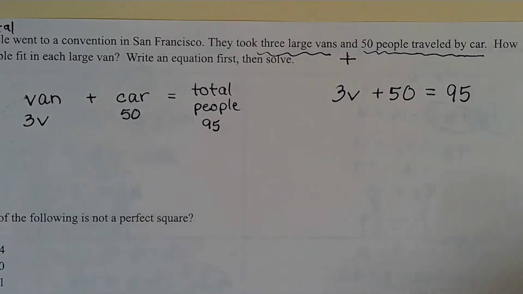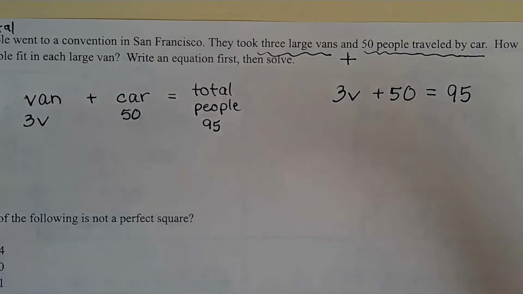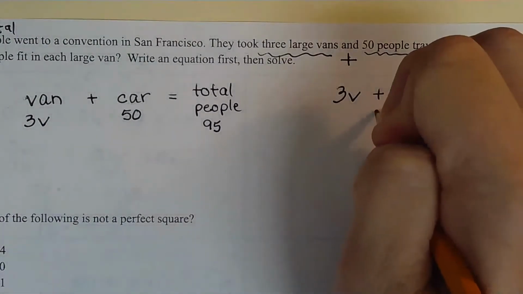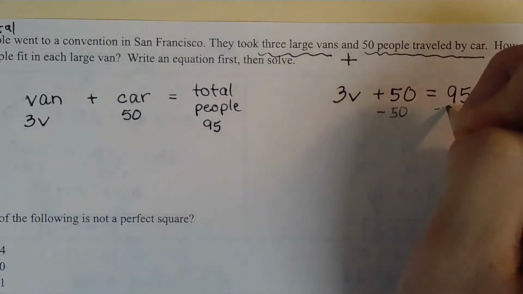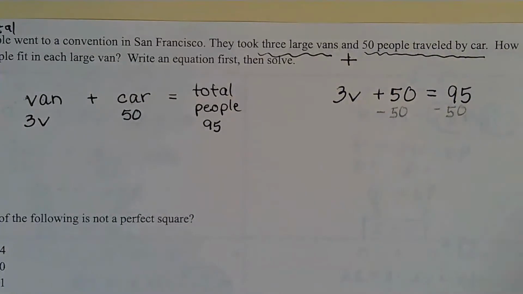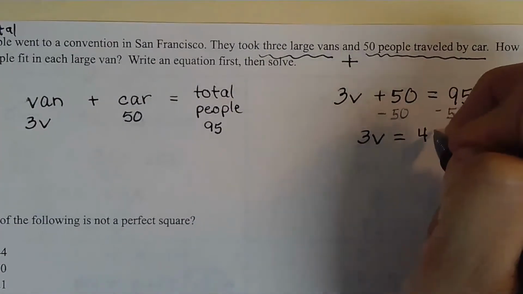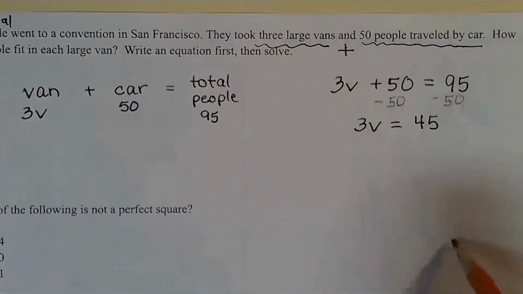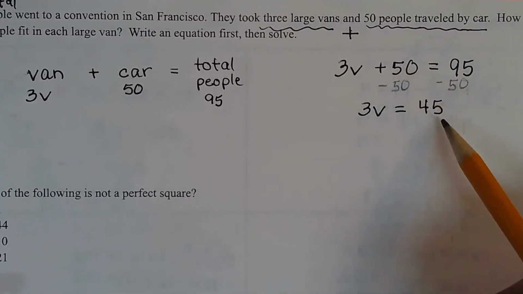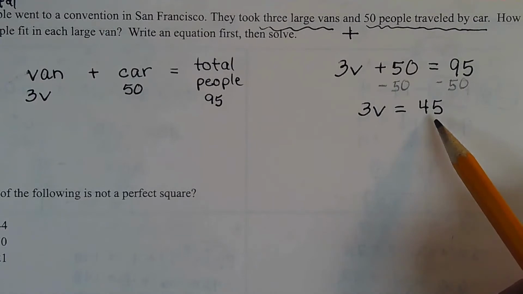All right, now let's figure out how many people took vans. So that's our first step. How many people were in all of the vans together? So let's get rid of these 50 car riders. If we get rid of the 50 car riders, we get that 45 people were in vans. So 50 people got there by car, 45 people got there by taking a van.